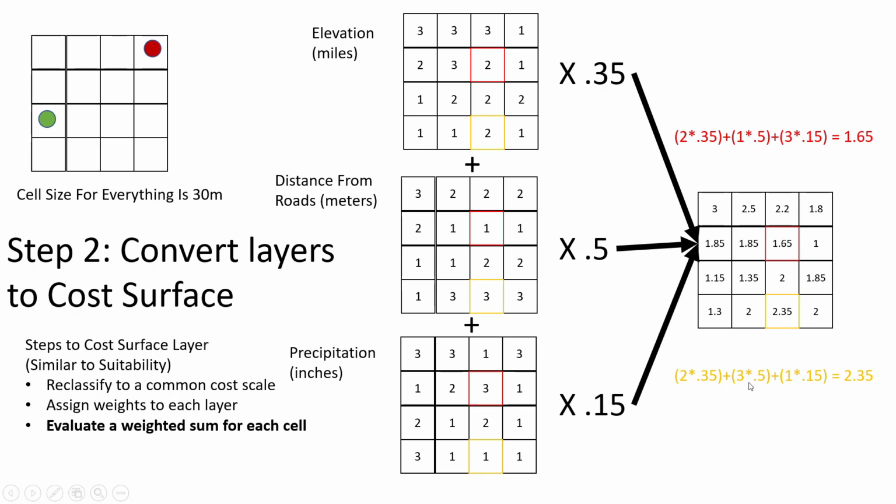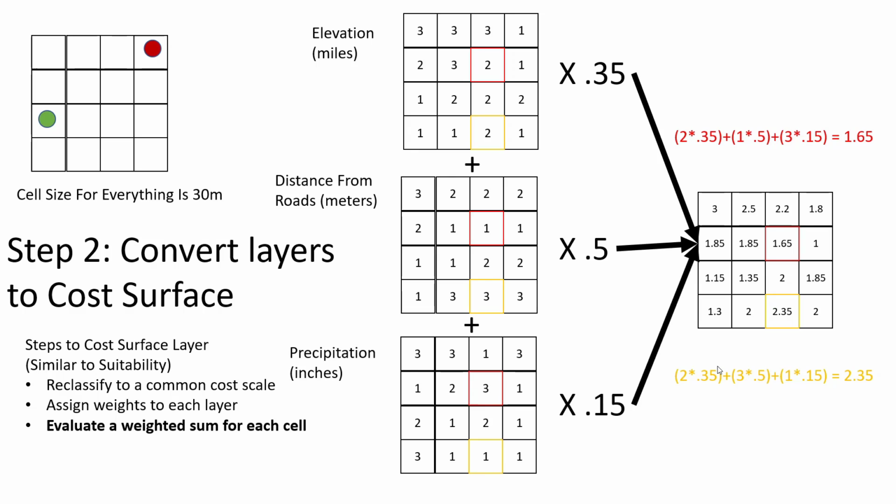And because the order matters here, we end up with a much larger cost value associated with this cell than this cell. That's because the distance from roads was much higher and the weight for that was much higher. So the overall cost went up, even though we were using the same numbers just in a different order. So order matters is what I'm trying to get at.